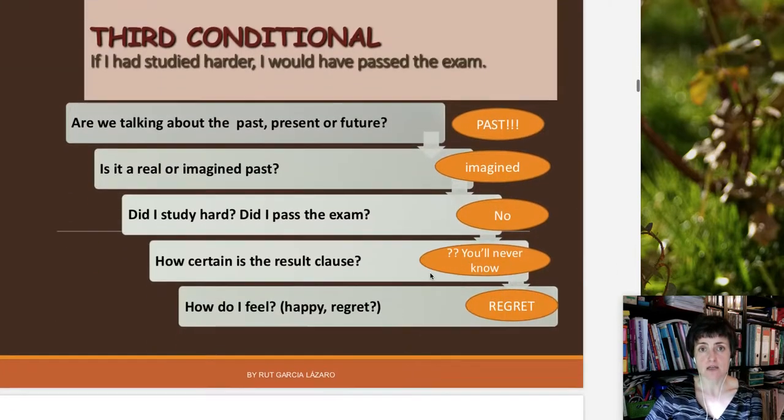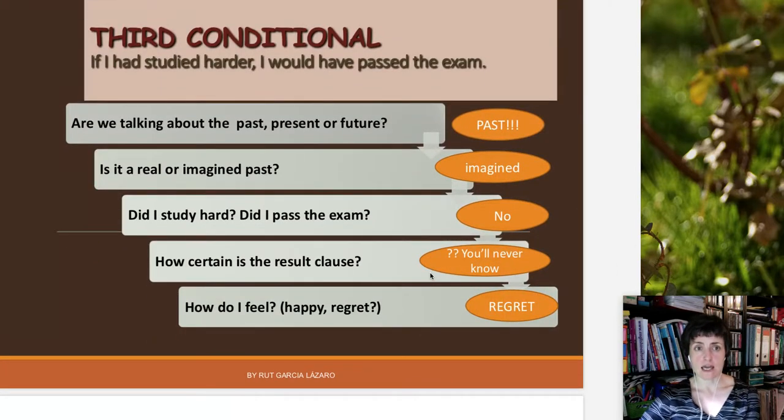And today we are dealing with third conditional. If I had studied harder, I would have passed the exam. How many times have you thought this? I guess quite a bunch of times. So are we talking about past, present, or future? If I tell you this, si hubiera estudiado, habría aprobado. That's definitely the past, right? Is it real or imagined?